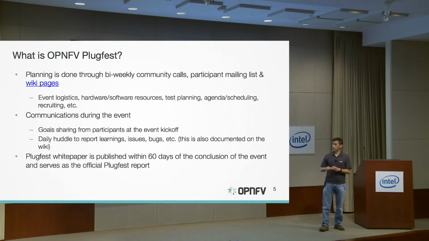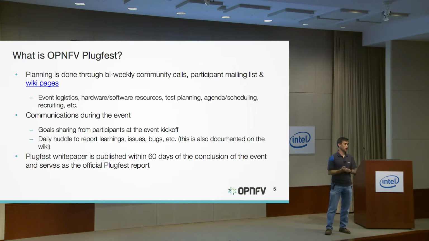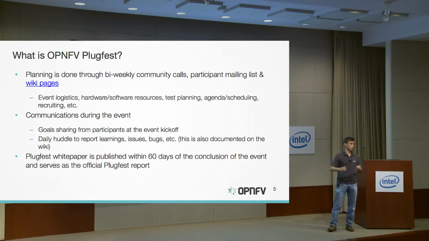And last but not least, in OPNFV, we publish official results through a white paper, and we do it within about 60 days. After the event in New Hampshire, it probably took close to 60 days because of the holidays, but the last one I think was actually published within 4 to 5 weeks, so we're trying to shorten that time, and that serves as our official report.